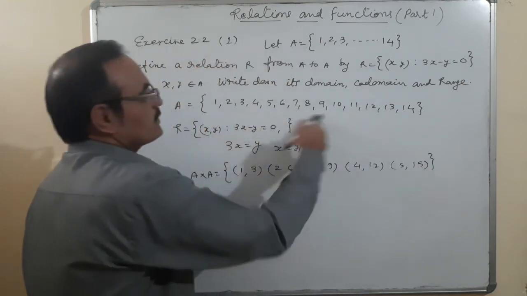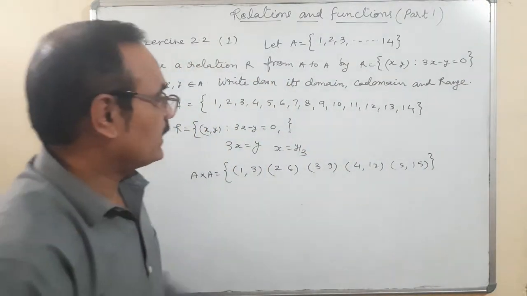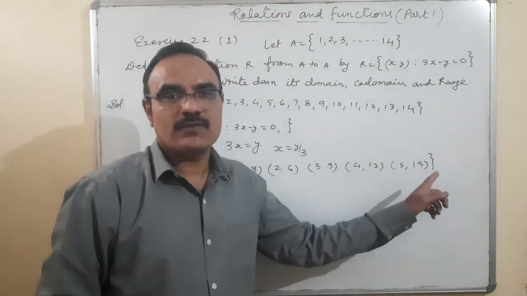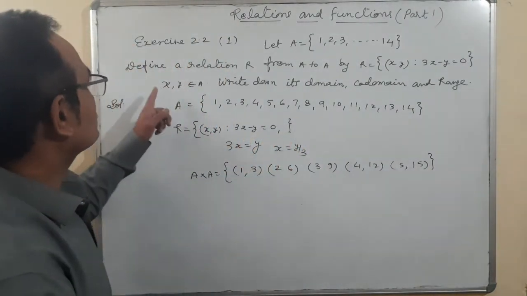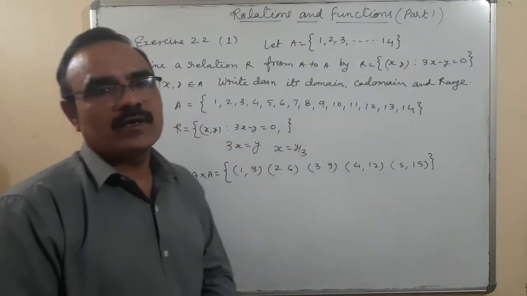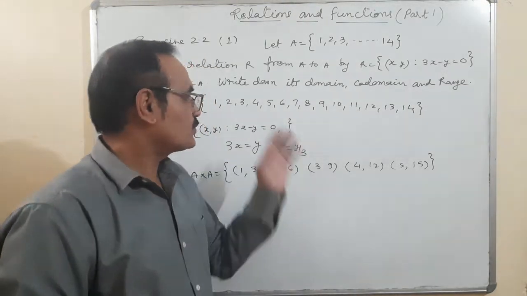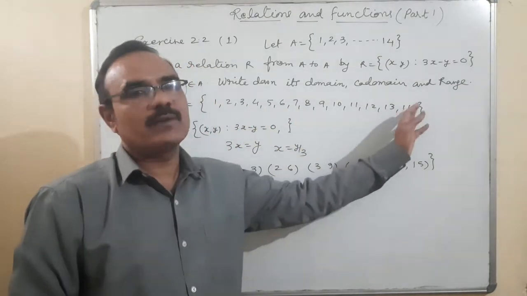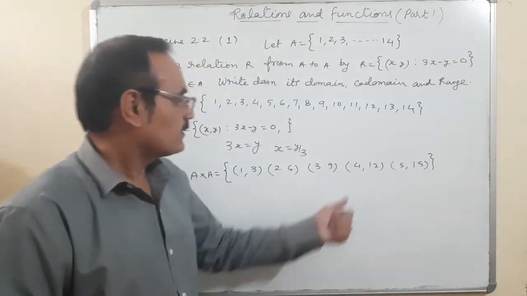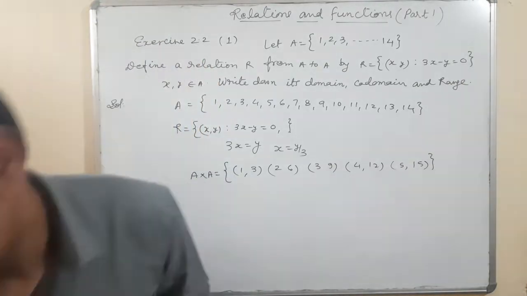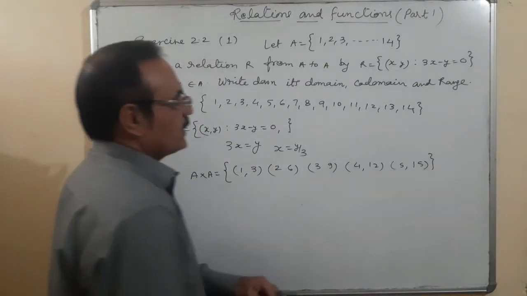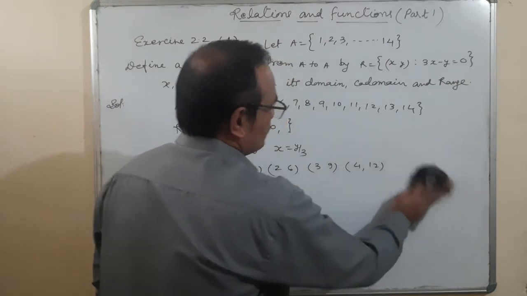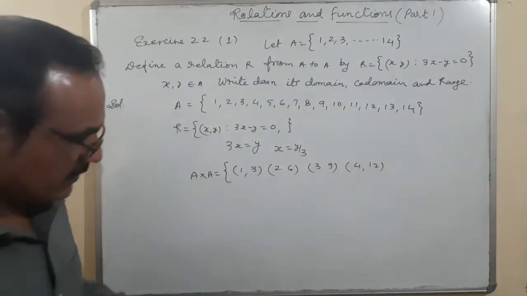15 is not coming in A. That means this ordered pair is not valid here, because clearly it is mentioned that x, y belong to A. Both x and y elements should come from A only. They should not exceed this A. So the ordered pair (5, 15) is not a correct ordered pair. Up to here only.